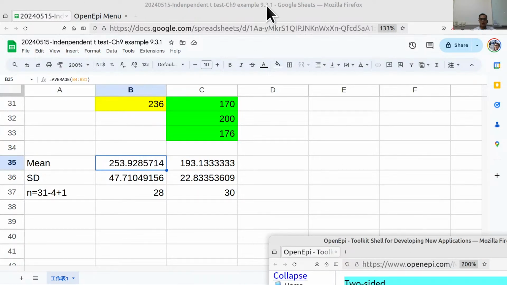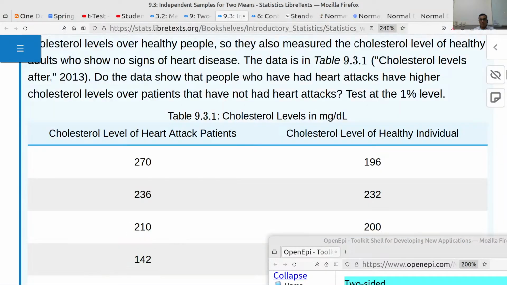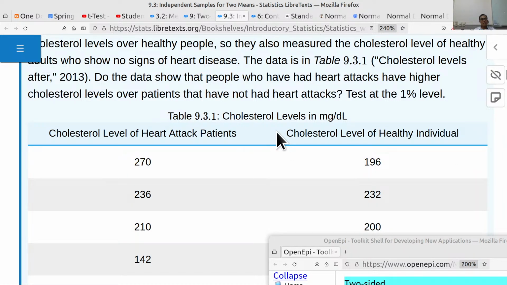Okay, let me show you what it means. Okay, I got it here. What does it mean? It means according to the current information, after the scientific calculation, we can say the cholesterol level from 28 patients 2 days after heart attack is significantly higher than the healthy adults. Is it okay?